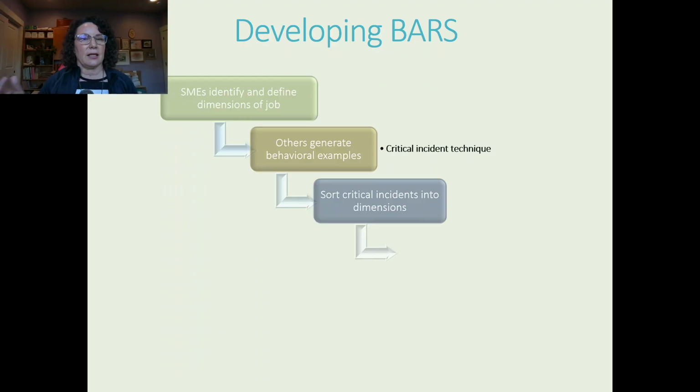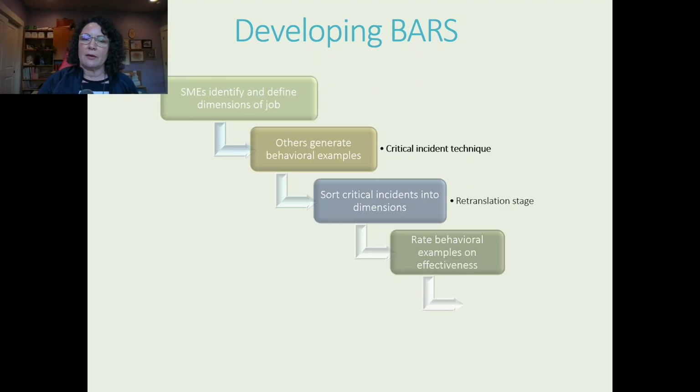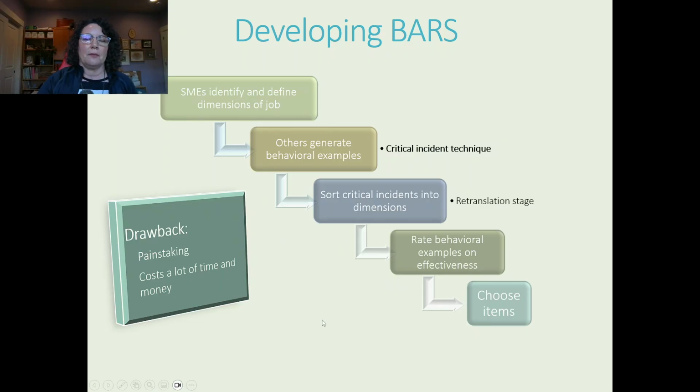You sort the critical incidents into dimensions and retranslate to see if those critical incidents actually map back to the dimensions of the job as identified and defined by the SMEs. So you have somebody else generate the behavioral examples. Well, now we want to make sure that those behavioral examples actually do tie back to the dimensions. So we have to do that retranslation stage. And then you rate behavioral examples on effectiveness. It's taken a while. And then we finally choose those items that we think will be the most helpful or critical for doing our ratings. By the time you got through my 5 stages with 2 sidebars, you probably noticed this is kind of painstaking to go through this process.